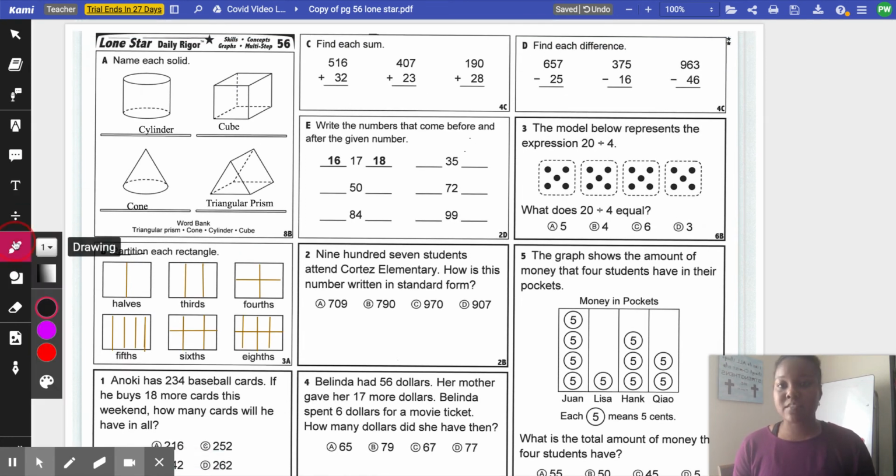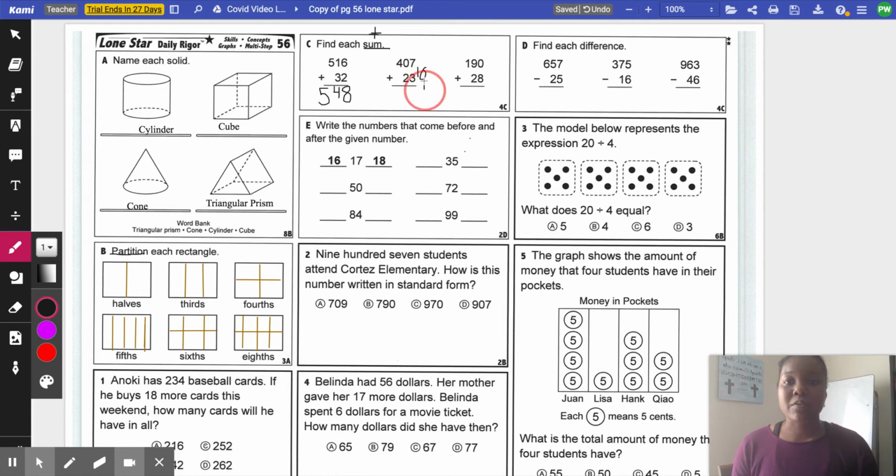Letter C says find each sum. And we know that sum means we're going to add. 6 plus 2 is 8. 3 plus 1 is 4. And 5 plus nothing is 5. The sum is 548. On this next one, 7 plus 3 is 10.